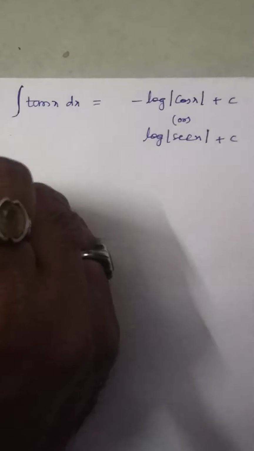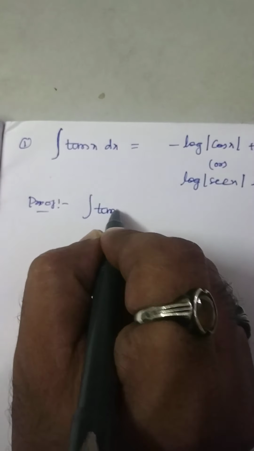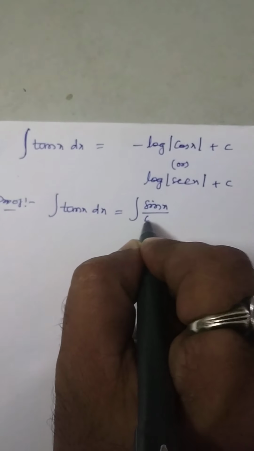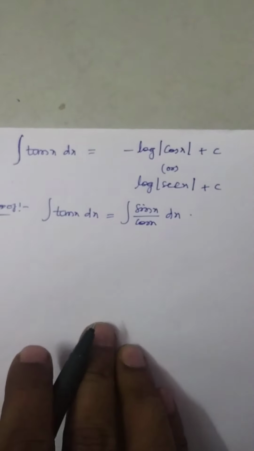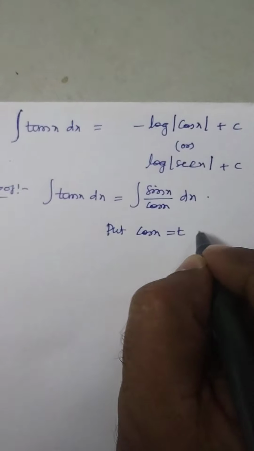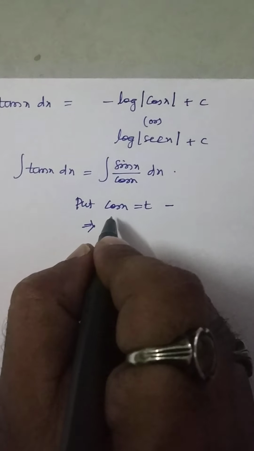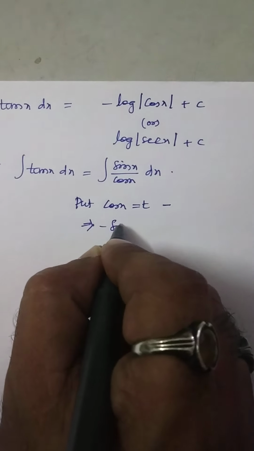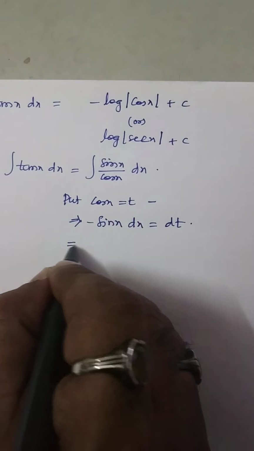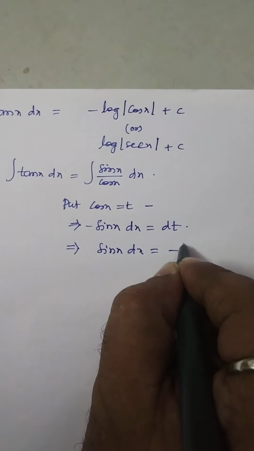So how are we going to get this? The integration of tan x can be written as integration of sin x by cos x dx. So here put cos x as t. Put cos x is equal to t. That implies, what is the differentiation of cos x? Minus sin x dx is equal to dt. So this is nothing but sin x dx is equal to minus dt.